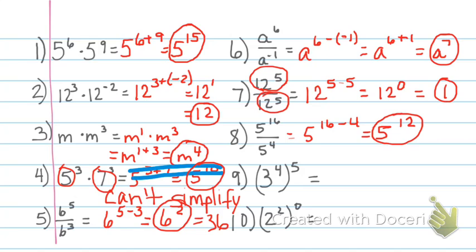Again, the quotient rule, you're going to subtract the exponents. 5 to the 16th minus 4 is going to be 5 to the 12th power.